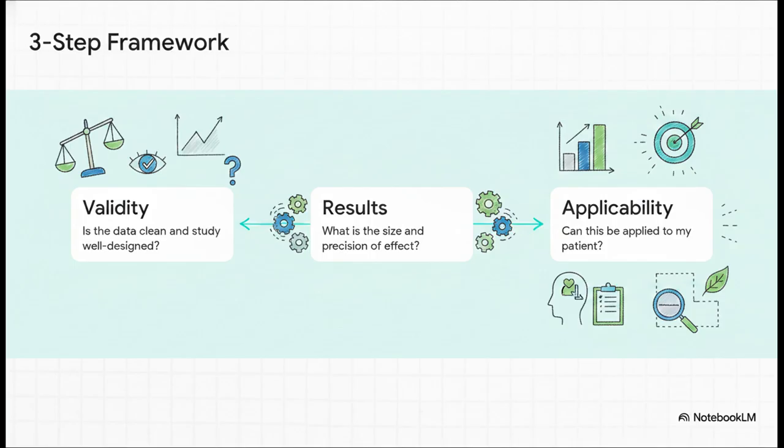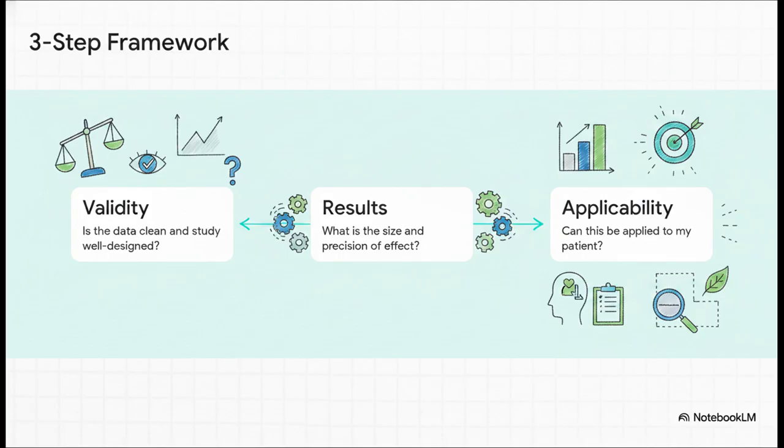3 essential steps. Step 1 is validity. Basically, is the data clean? Did they randomize properly? Were the patients blinded? Because look, if the study design is flawed from the get-go, the data is just garbage. Step 2 is results. Assuming the trial is valid, what actually happened? What's the size of the treatment effect? And exactly how precise is that measurement?